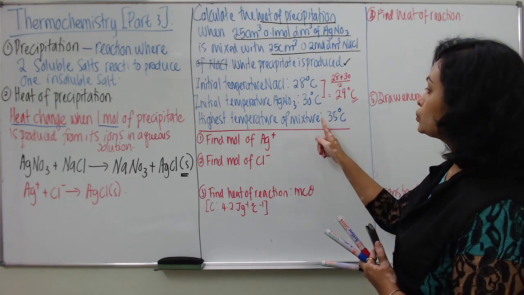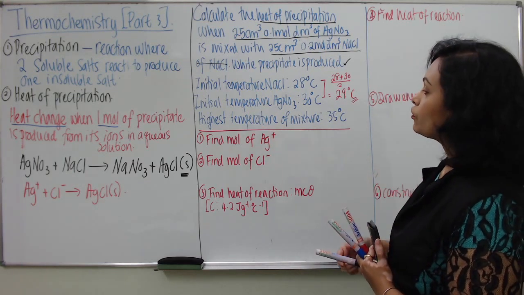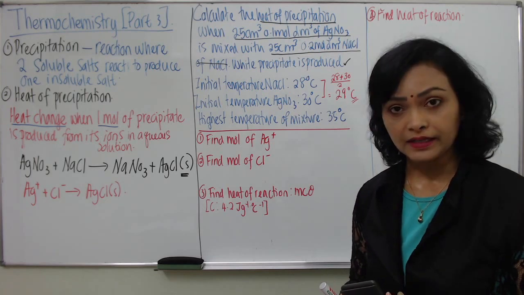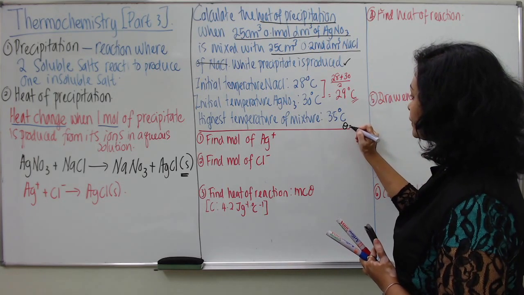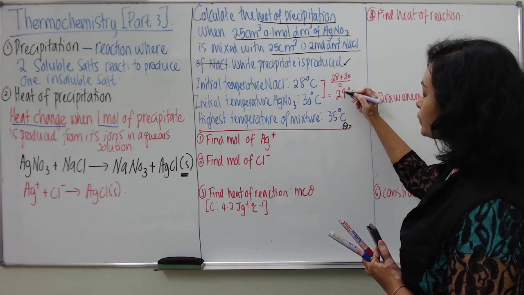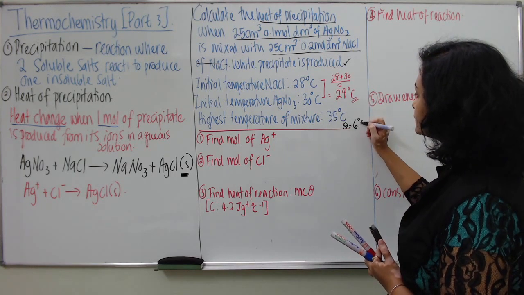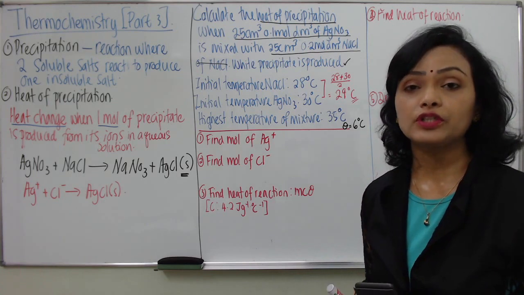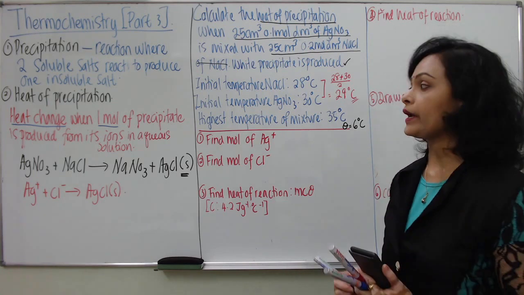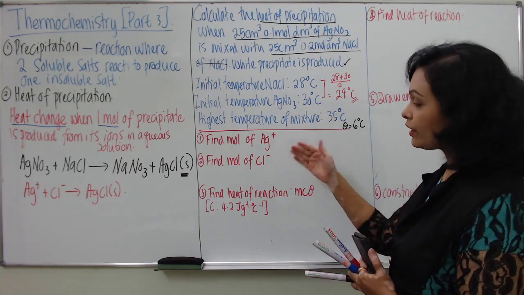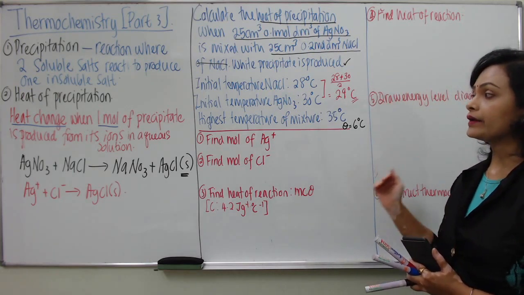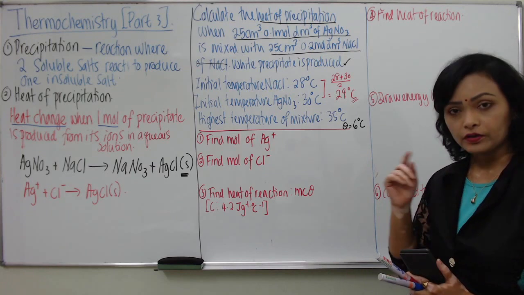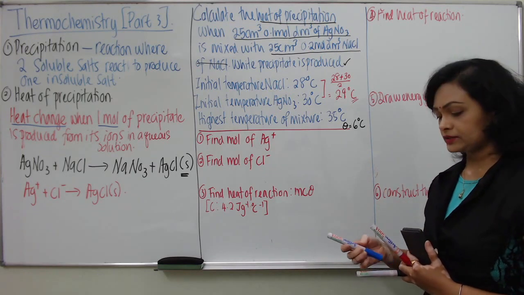Now let's go to the second point. Highest temperature of mixture is 35 degrees Celsius. Thus, the theta, that means the difference in temperature, is 35 minus 29, 6 degrees Celsius. Keep all this information in account. Now teacher has written all the steps for students to find the heat of precipitation for this reaction. Now, let's start.